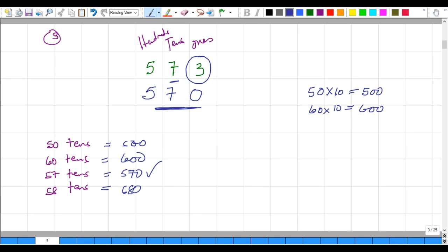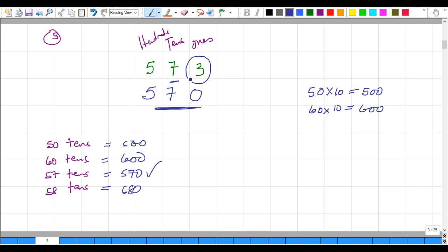Number 3, which represents 573 rounded to the nearest 10. So here we have our place value indicators. Again, we have our 573. We have our ones being shown here. We have our tens. We have our hundreds. 573.